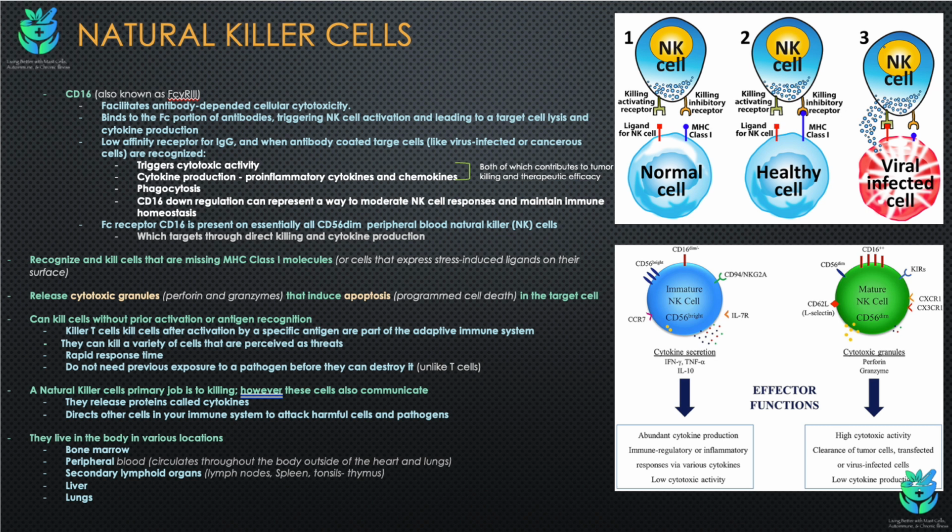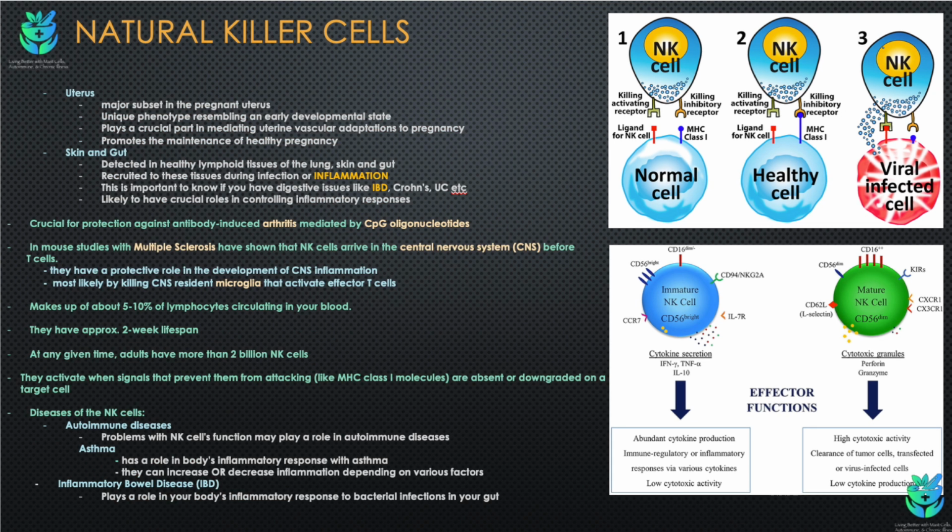They live in the body in various locations. Your bone marrow, the peripheral blood, which is your blood that circulates through the body outside of the heart and lungs, your secondary lymphoid organs, which are your lymph nodes, spleen, tonsils, and thymus, liver, and lungs, as well as in the uterus, and this is a major subset in the pregnant uterus. It's a unique phenotype resembling an early developmental state, and this plays a crucial part in mediating uterine vascular adaptations to pregnancy, and it promotes the maintenance of healthy pregnancies.